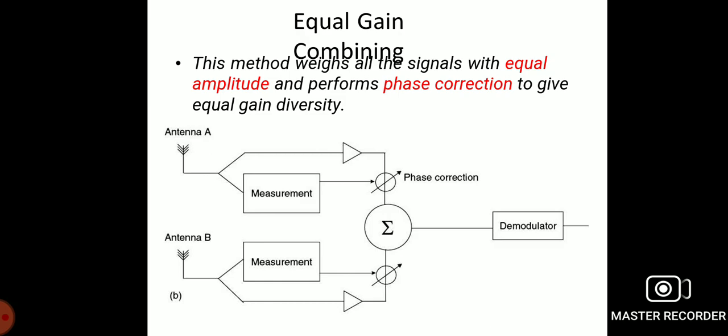So in this session we have completely discussed the diversity methods: the macro diversity methods and also the micro diversity methods. In the upcoming sessions we are going to discuss the probability of errors and RAKE receivers.